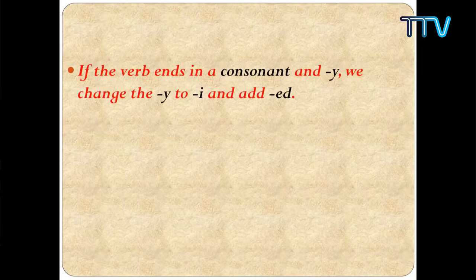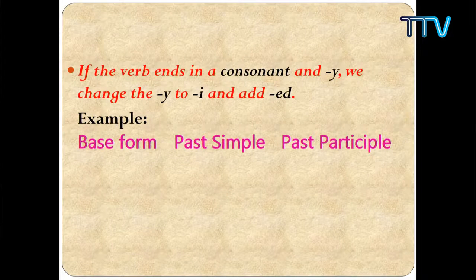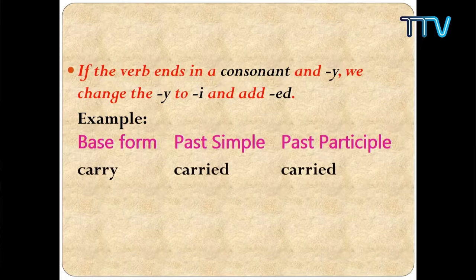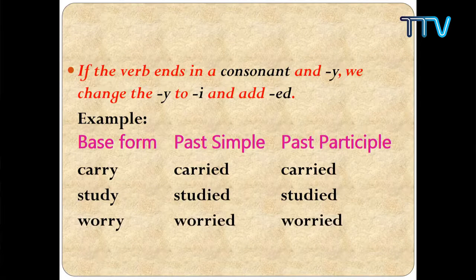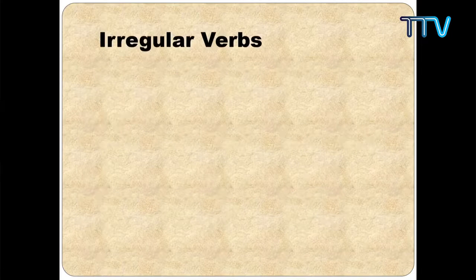If the verb ends in a consonant and Y, we change the Y to I and add ED. For example, the base form carry, the Y is replaced by I-E-D: carried. Study, studied. Worry, worried. In the same way, we have marry, M-A-R-R-Y, and then we replace the Y with I and add E-D: married. This is how the regular verb has a specific pattern. But irregular verbs don't follow any specific pattern.